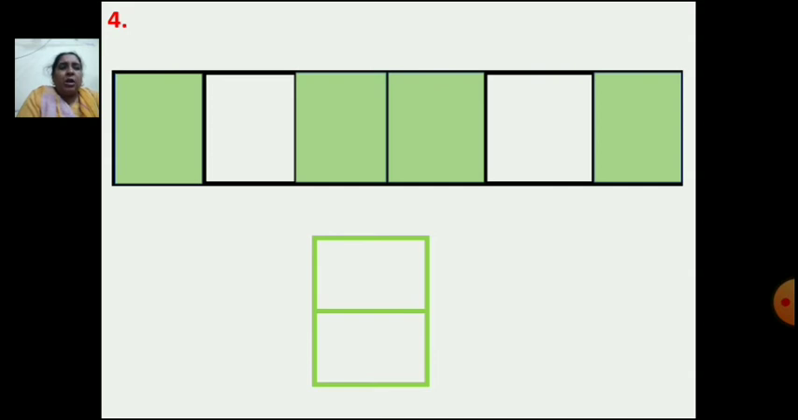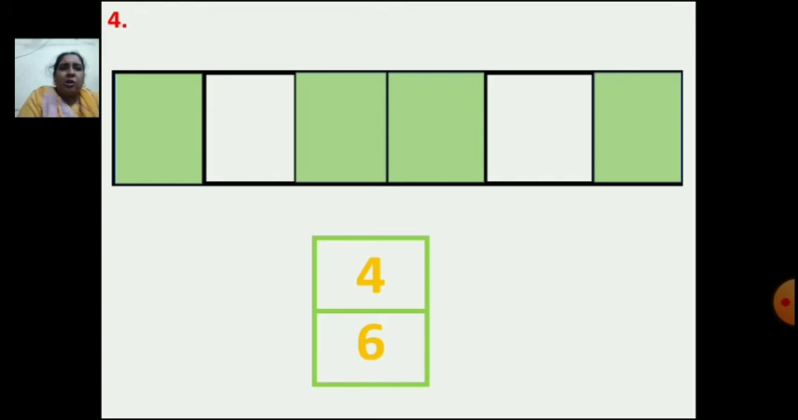Now fourth question. Here also you can see how many total parts are there, children. 1, 2, 3, 4, 5, 6. How many total parts are there? 6. And how many parts are shaded? You can see green color shaded. Yes. 1, 2, 3, 4. Right? So we have to write fraction for shaded part. So what will be the answer? How many parts are shaded? 4. And how many total parts are there? 6. So your answer is 4 upon 6.